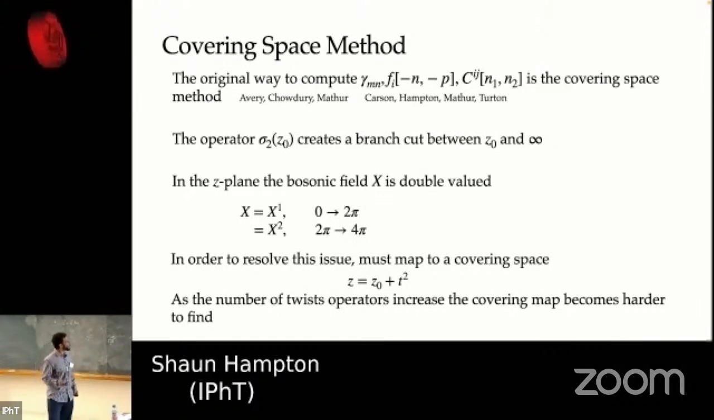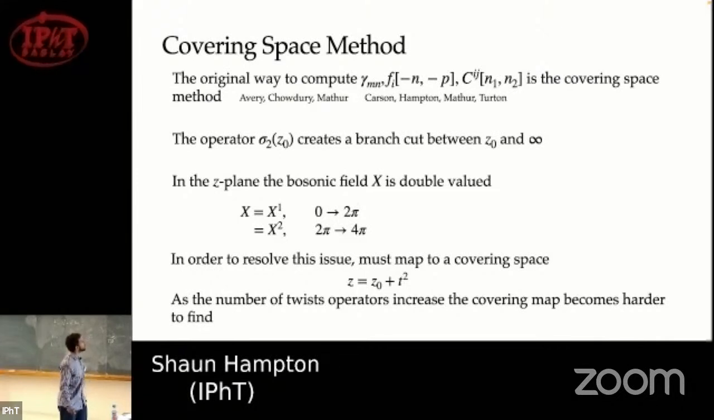So in the Z plane, if you have this bosonic field, as you go from 0 to 2 pi, you can say X is equal to the segment X1. As you go from 2 pi to 4 pi, you can say X is equal to X2, but 0 to 2 pi is kind of like the same as 2 pi to 4 pi. So really, the problem is that X is actually double valued. It's sort of equal to X1 and X2. And so what you have to do to resolve this issue is you have to map to a cover where you resolve this double valuedness.